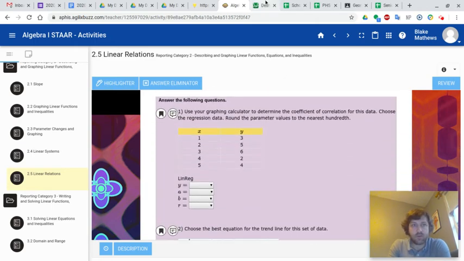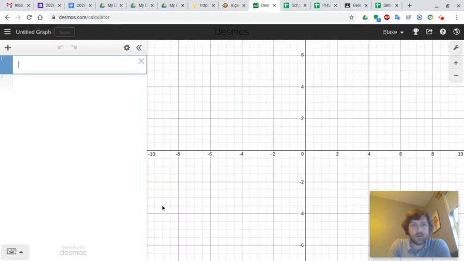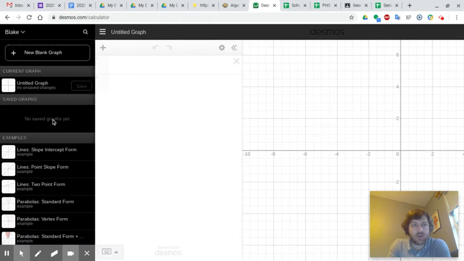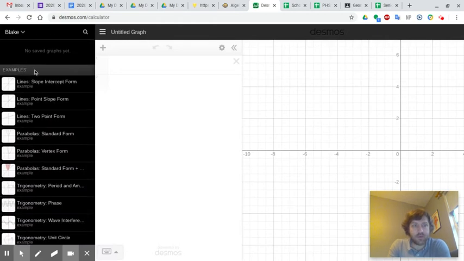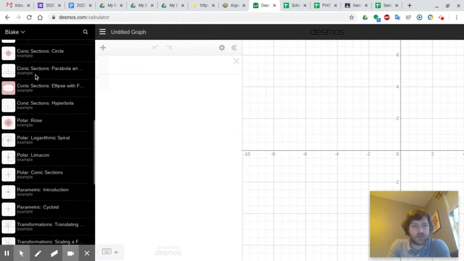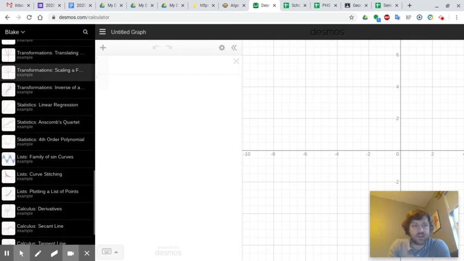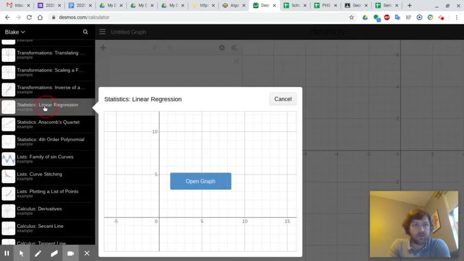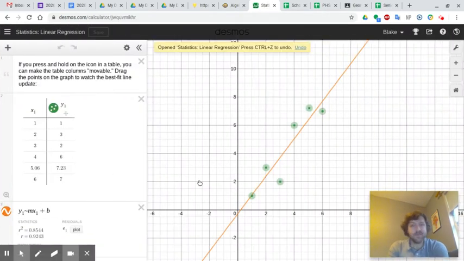On Desmos, from your main screen, you're going to click the hamburger menu up at the top where it says Open Graph. Then you're going to scroll down into the example menu, and go all the way down until you see Statistics, Linear Regression. Then you're going to open that graph for linear regression. It's going to have an example already graphed for you, so you can see what it's going to do. It's going to graph the points, and then it's going to find that line for you.